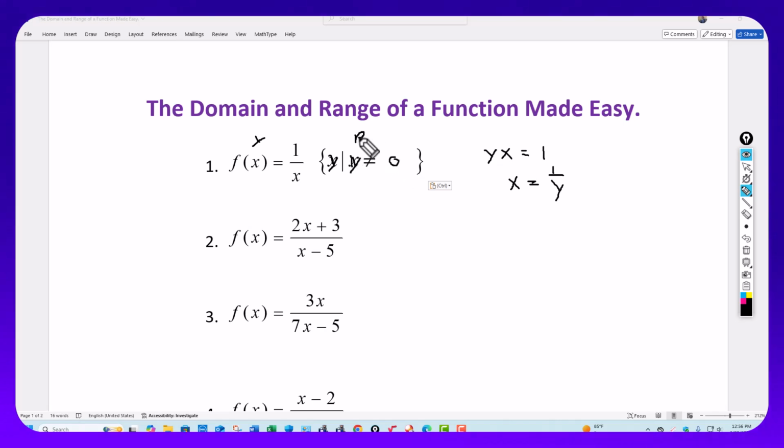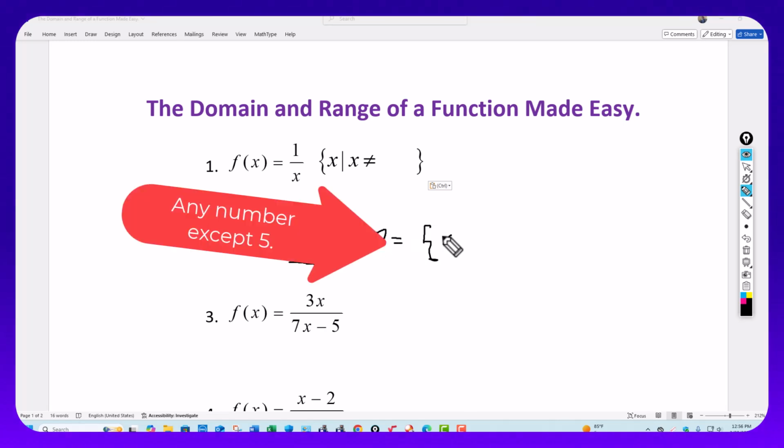So this would be the range. Domain is the set of all x except 0. The range, the set of all y except 0. Now for the second one, a little bit more involved, but you would do the same thing. Domain, no problem. It's solved for f or y. We look at the denominator. What number makes the denominator 0? Well, 5 minus 5 is 0. So x can be any number except 5.